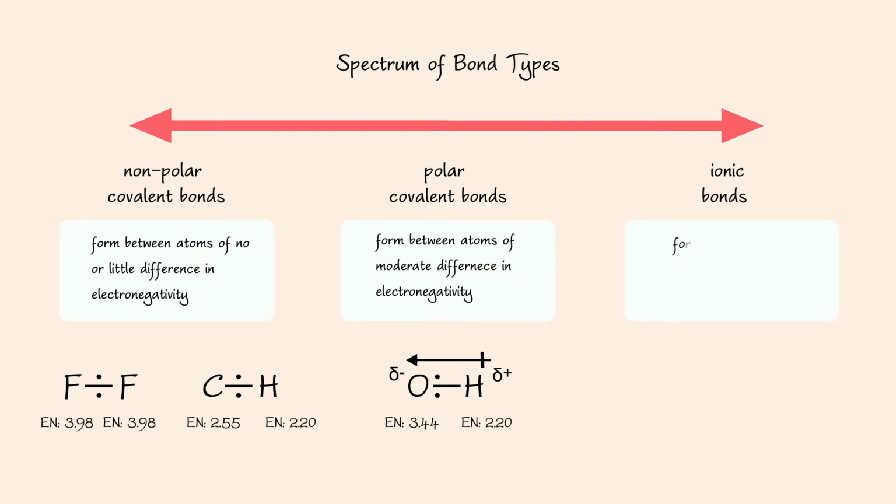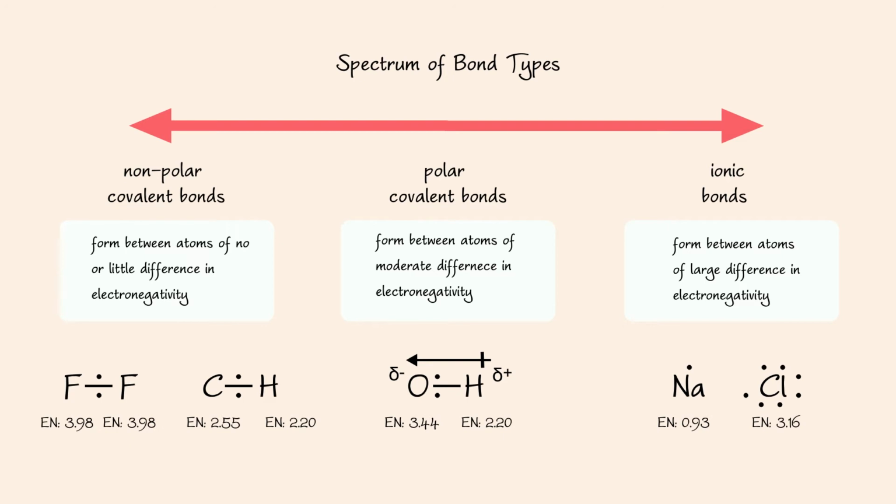Ionic bonds form between atoms of large electronegativity difference. For example, the bond between sodium and chlorine. The electronegativity values have a very large difference. For this reason, electrons are not shared, but transferred from the atom with low electronegativity to the atom of high electronegativity.